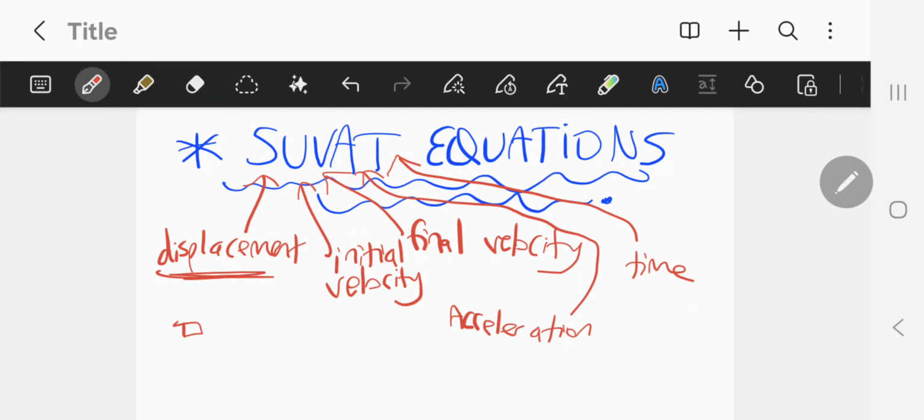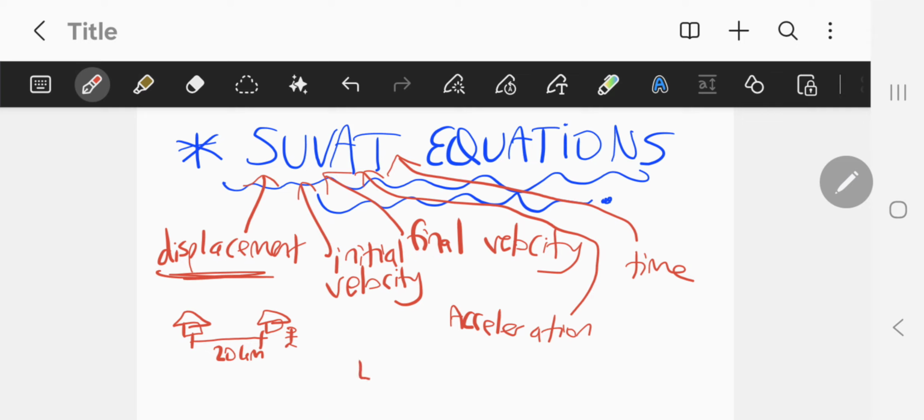Suppose this is my house. I start at my house and I go east to school, and then the distance is, let's say, 20 k's. My displacement when I'm standing at school is 20 k's east, okay, from my house. Initial velocity, that's your starting velocity. That's your starting speed in a particular direction.